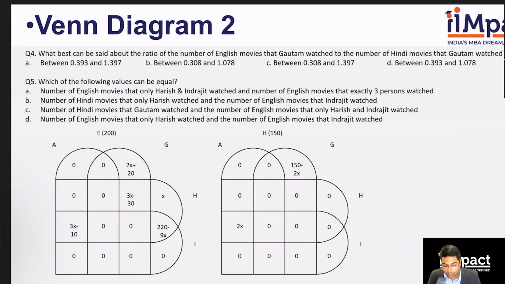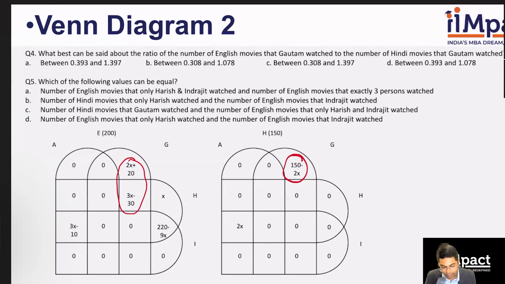What best can be said about the ratio of the number of English movies that Gautam watched to the number of Hindi movies that Gautam watched? English movies that Gautam watched is 5x minus 10, and Hindi movies is 150 minus 2x. Since we need to figure out the range, once we put 10 in both of these, and then 24 in both of these, we will get 4 values. Take that ratio and get the answer. It's as simple as that.